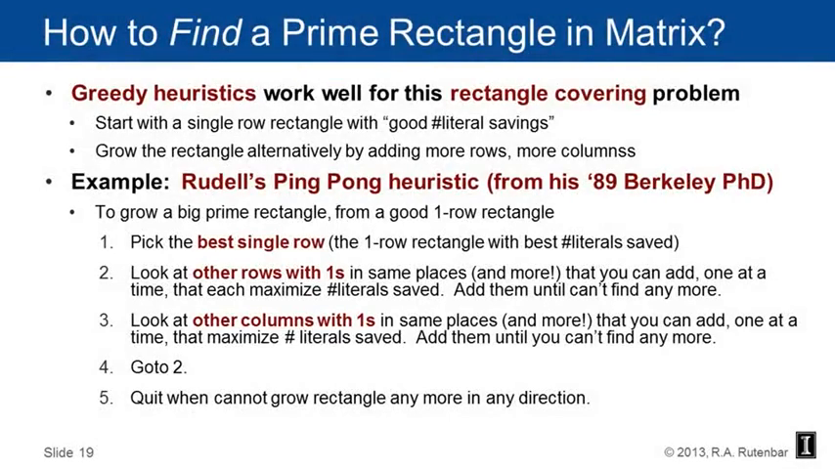So how do you find a prime rectangle? Well, first let me just tell you that there's a name for this problem. This is called the rectangle covering problem. And recall that we showed you a different kind of covering problem where we also had a matrix of ones and zeros, and we also had rows and columns, and we had a particular rule for what kind of a cover we were looking for. This is a different kind of a cover with different kinds of rules. These are the prime rectangles that we're looking for here.